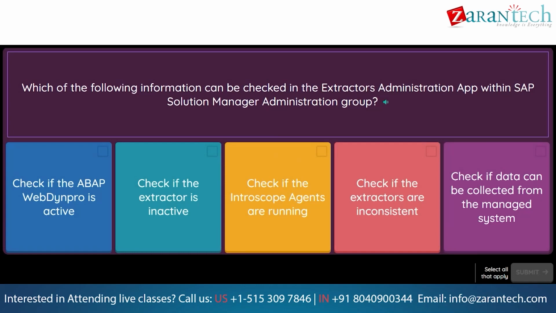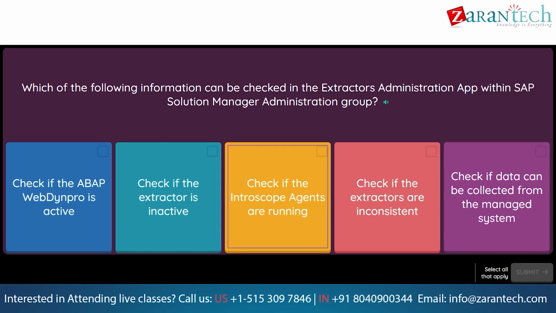Question: which of the following information can be checked in the Extractors Administration app within SAP Solution Manager Administration Group? Option 1, check if the ABAP Web Dynpro is active. Option 2, check if the extractor is inactive. Option 3, check if the Introscope agents are running. Option 4, check if the extractors are inconsistent. Option 5, check if data can be collected from the managed system.